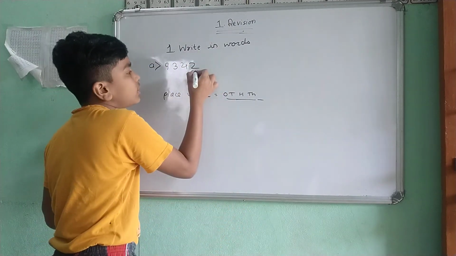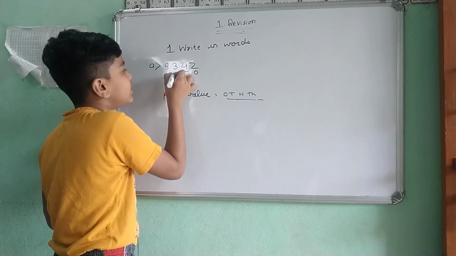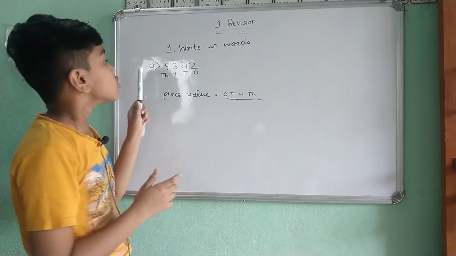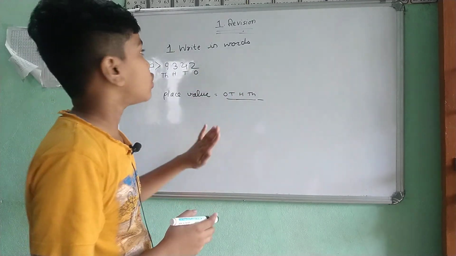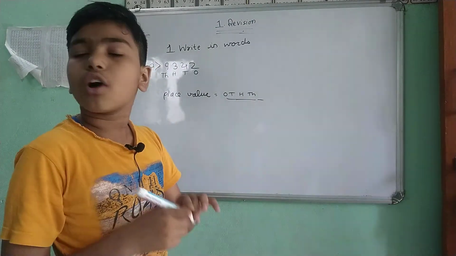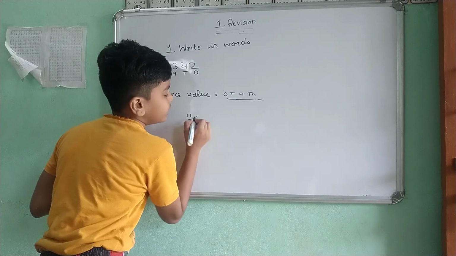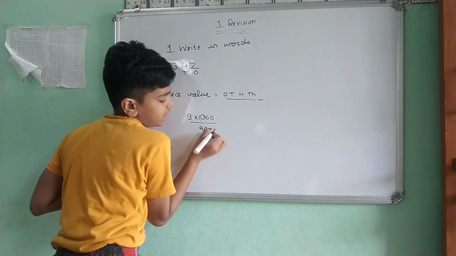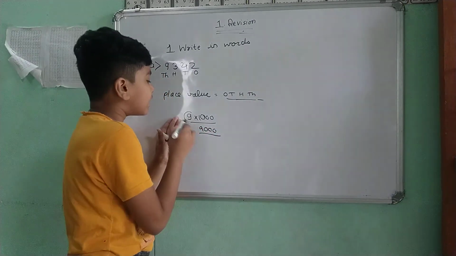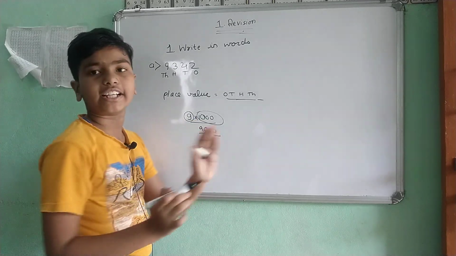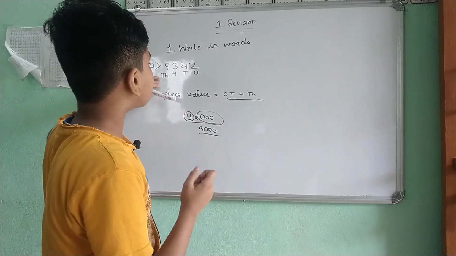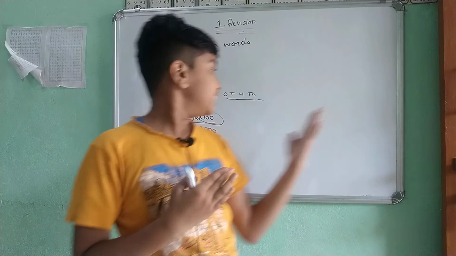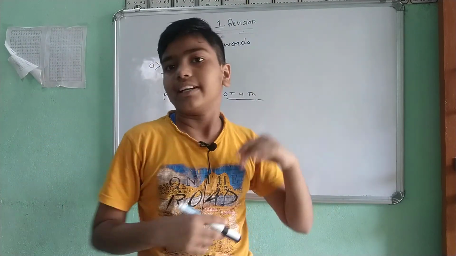Now, let's see what the place values of these digits are. See, this is on the ones place, this is on the tens place, this is on the hundreds, and this is on the thousand place. So, 9 is on the thousand place. It says write in words, or if we do it by the multiplication form, how will it be? If I do 9 into 1000, that will give me 9,000. The simple 9 is multiplied with 1000, so I get 9,000.